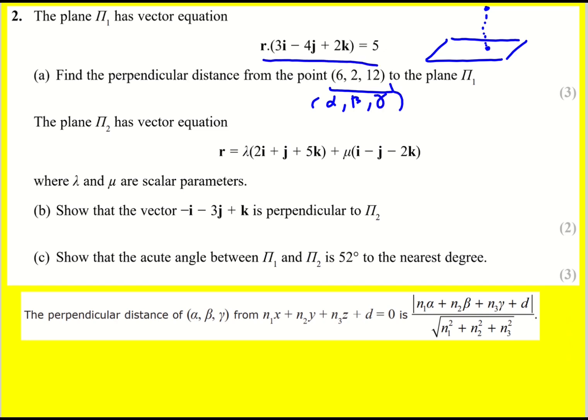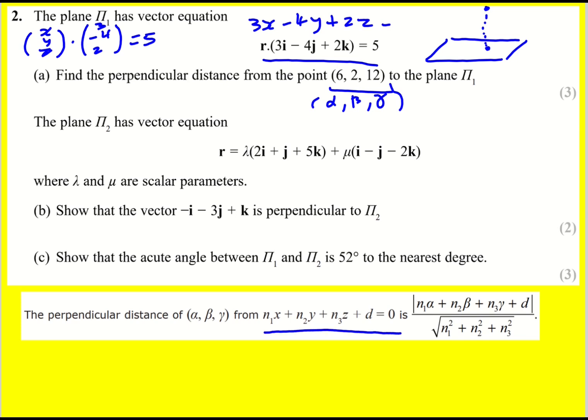And then this is our equation. Just take the dot product. Remember this is x, y, z dotted with 3, minus 4, 2 equals 5. Apply the dot product, we get 3x minus 4y plus 2z equals 5. Just then write it in this form, so it's actually going to be minus 5 equals 0. And we've got our n1, n2, n3. Remember, that's the normal vector to the plane.